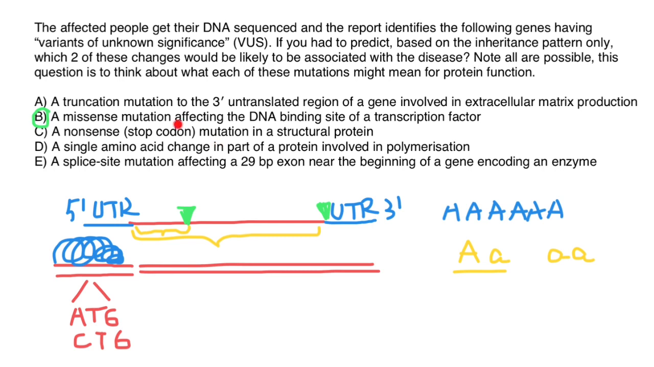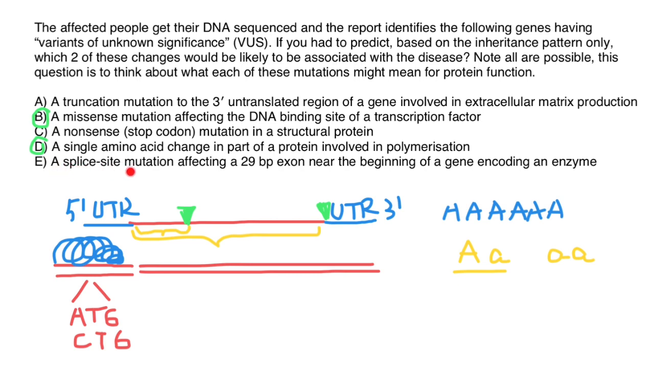One more time, a nonsense or stop codon mutation usually means a recessive genetic disorder. Next, variant D, a single amino acid change in a part of a protein involved in polymerization. So we are looking for changes that will exert a dominant effect. And here, a change in polymerization might mean the mutant protein poisons the non-mutant protein. In other words, it would have a dominant effect. So this is going to be our choice. We were told that there are two correct answers, but let's also check the last one.